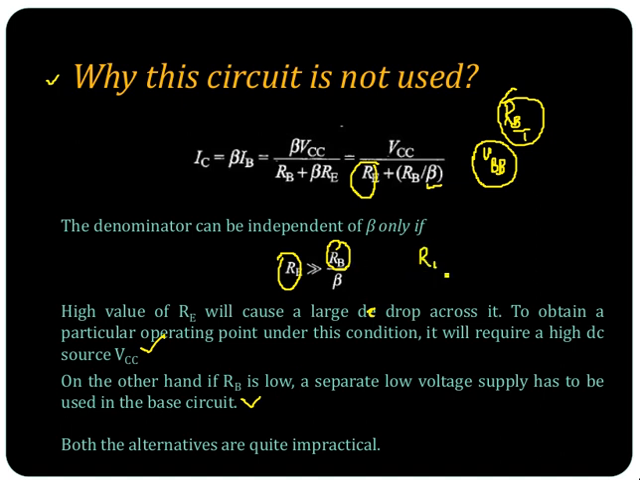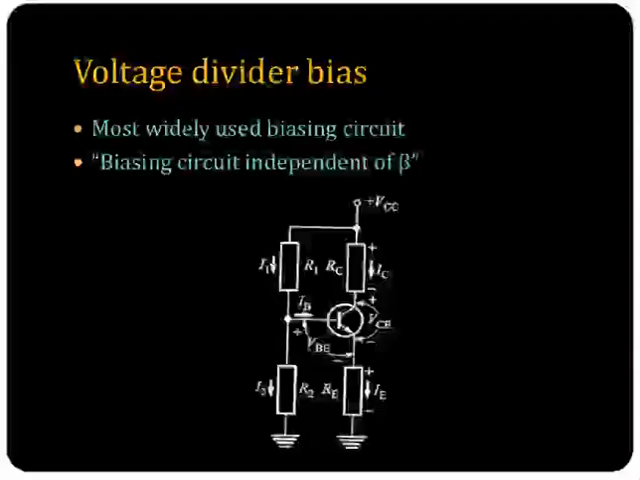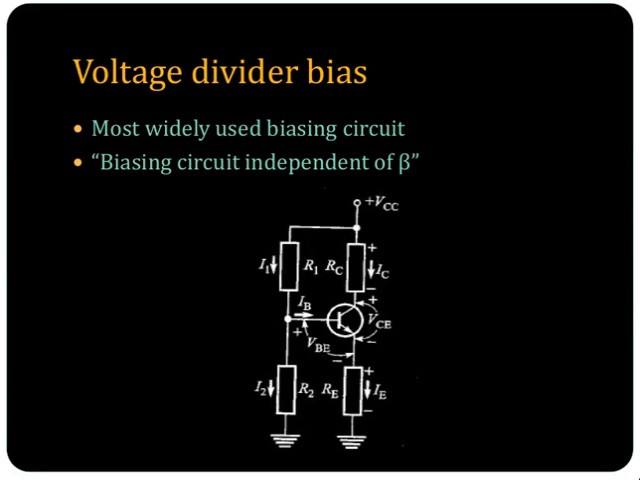To maintain this condition, RE very much greater than RB by beta, in order to avoid the dependence on beta, you have to make these compromises. That is, you will require a high DC voltage source VCC, or if you choose the other way around, you will need a low voltage supply in the base circuit. So both these alternatives are impractical. And that is why we go for the most widely used biasing circuit, which is voltage divider bias.